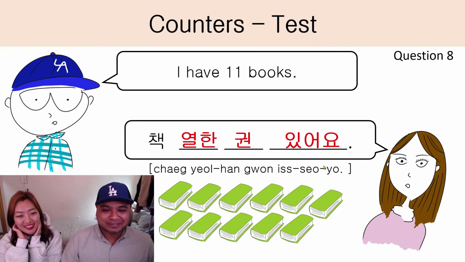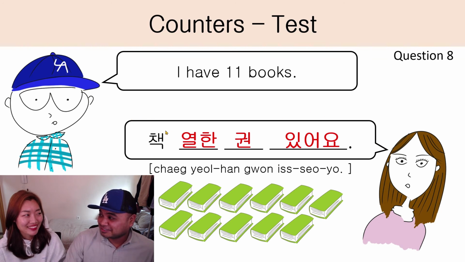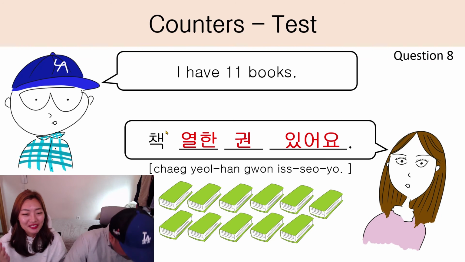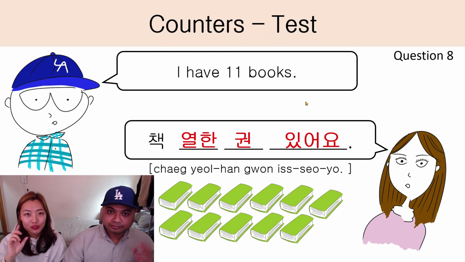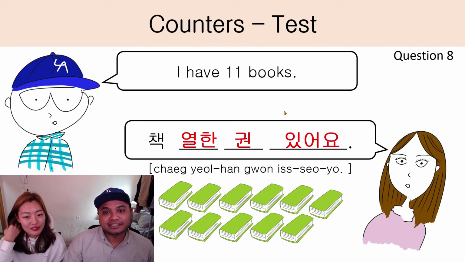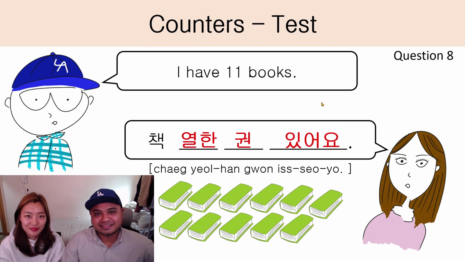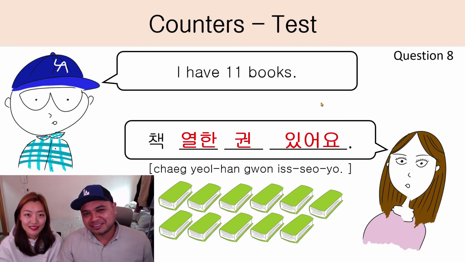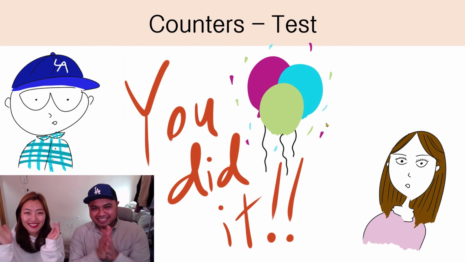Okay, let's finish this question. 책 11권 있어요. So that's how you say it, I think. Maybe I'll study more about the pronunciation difference, how it changes when you speak and when you write it down. It's different, right? And guys, that was the last question of our test, and that means you did it.